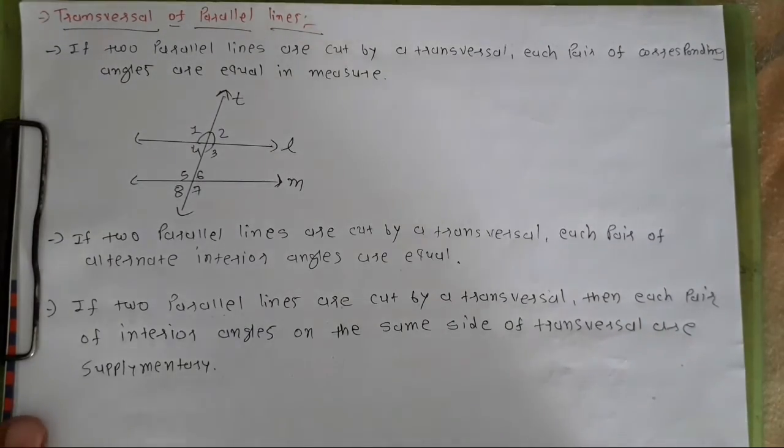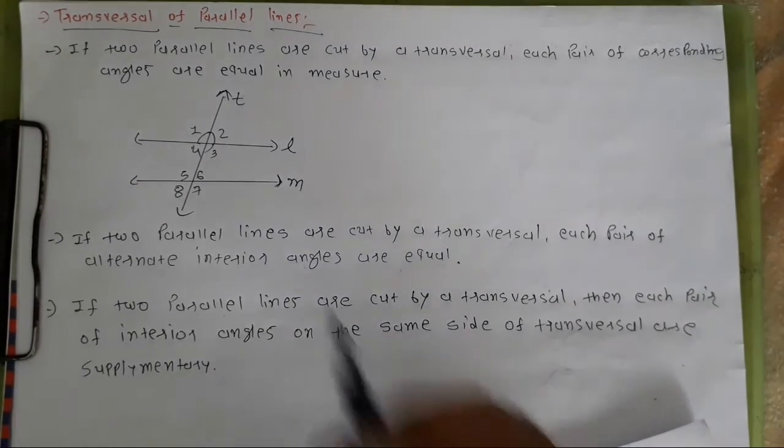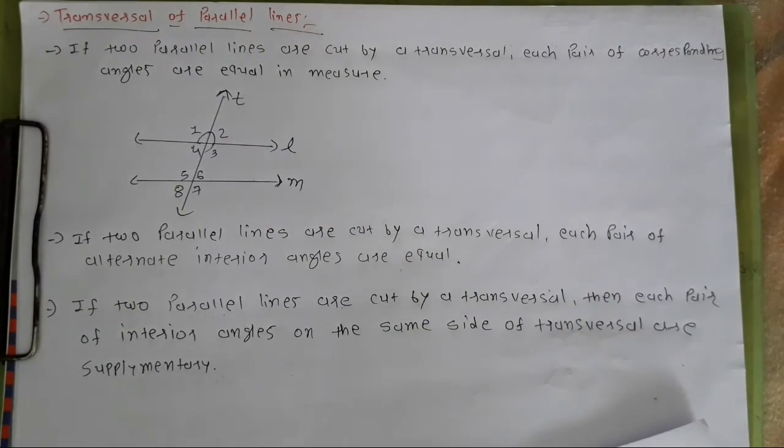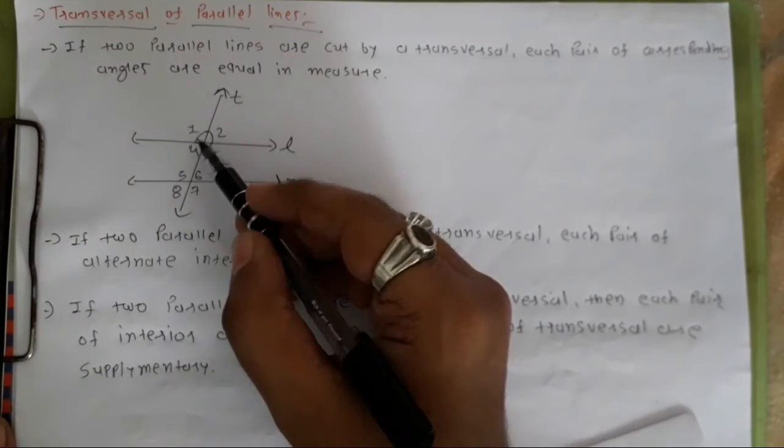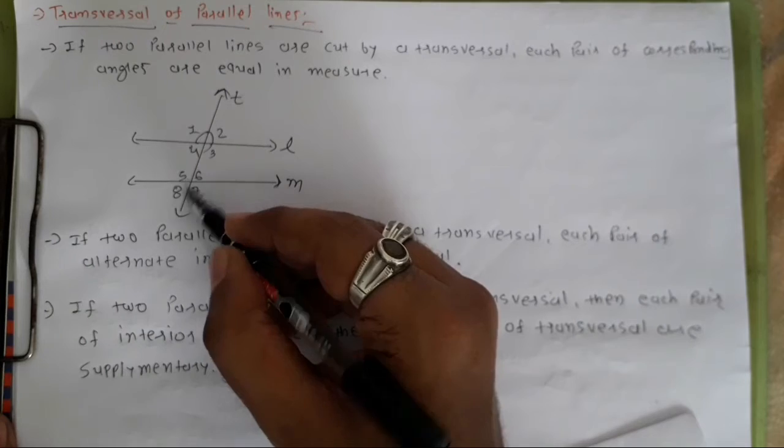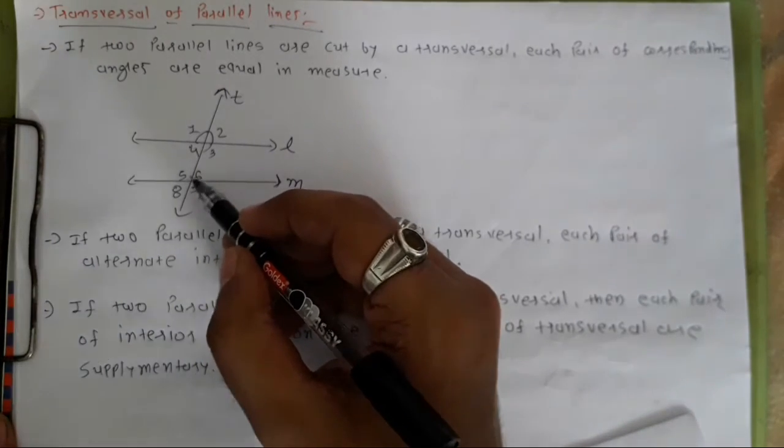The first one is, if two parallel lines are cut by a transversal, each pair of corresponding angles is equal in measure. That means pairs of corresponding angles in a transversal of parallel lines are equal. Here we may see the corresponding angle. The corresponding angle for 1 is 5. Why? Because they are on the same side and in the same position.